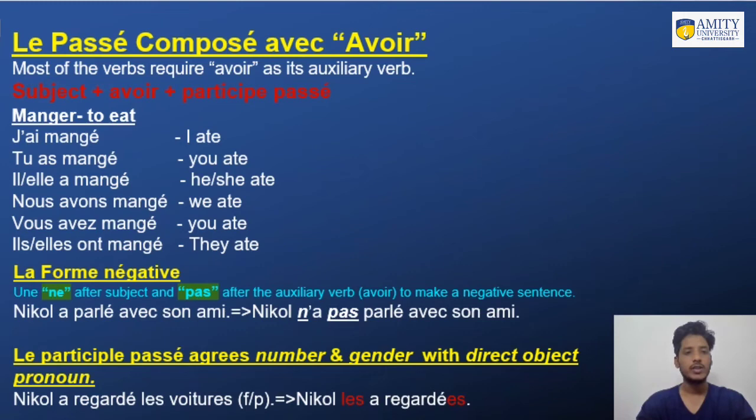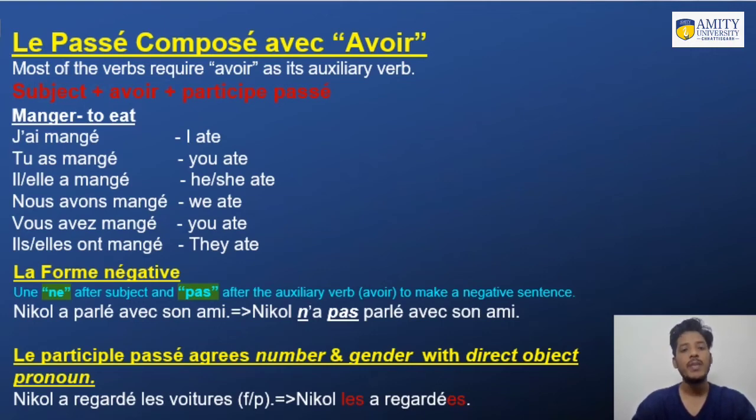Now, manger, to eat. What is the formula? Subject, je. What is the conjugation of avoir? A. So, j'ai. Then participe passé, manger. J'ai mangé. Tu, subject, avoir verb, a. Tu as mangé. Participe passé, manger. Similarly, il, elle a mangé. Nous avons mangé. Vous avez mangé. Ils ont mangé. Elles ont mangé. You now know how to make passé composé.